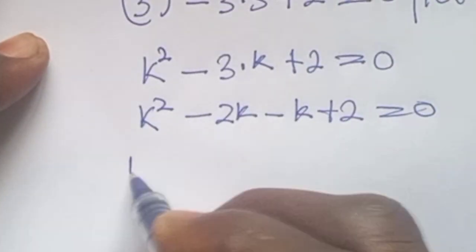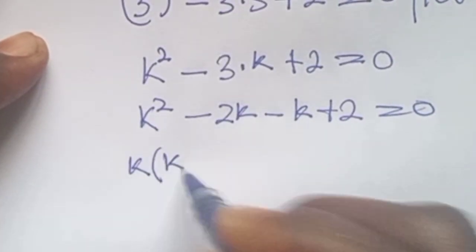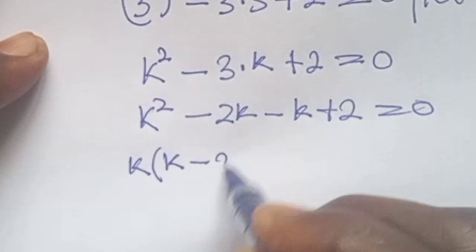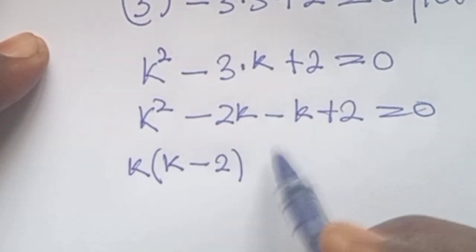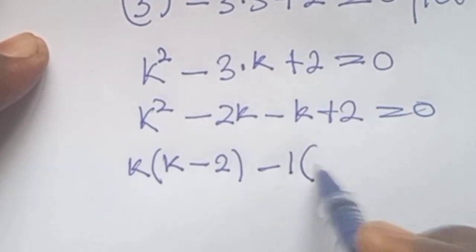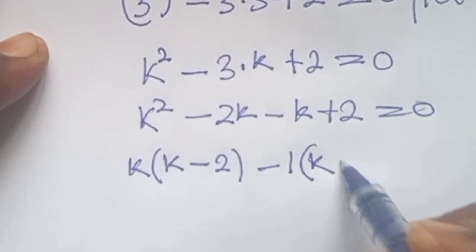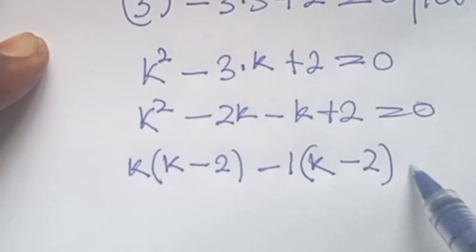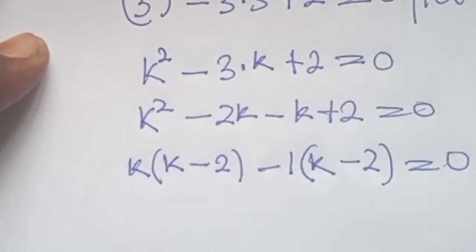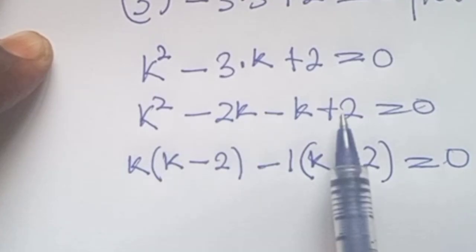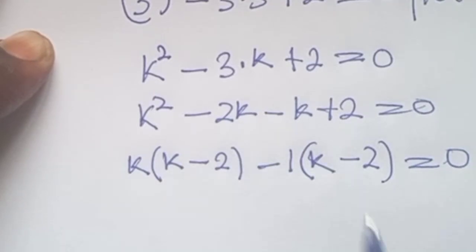What is common here is k. What is left is k minus 2. And what is common here is minus 1. And what is left is k, and the other side is minus 2. It's all equal to 0. If we open up this bracket, we're going to get back the previous line and we're fine.